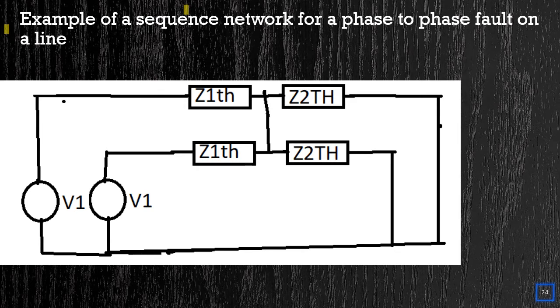Here is what the network would look like for a phase-to-phase fault without a full Thevenin reduction, so you can inspect the voltages and currents on both ends of a line. Each parallel path is each side of the line.